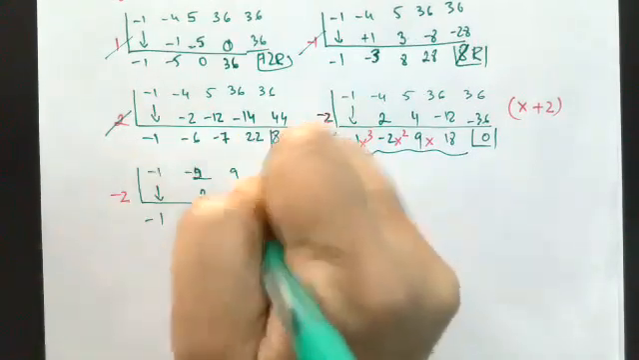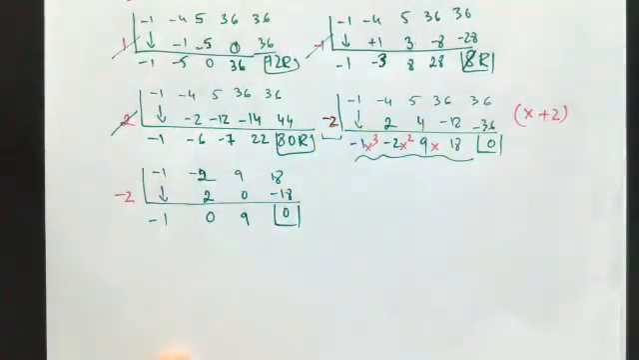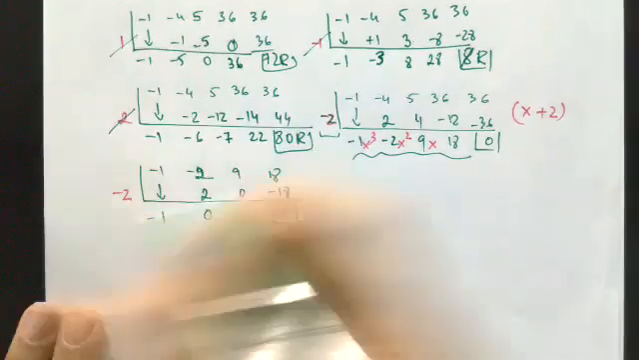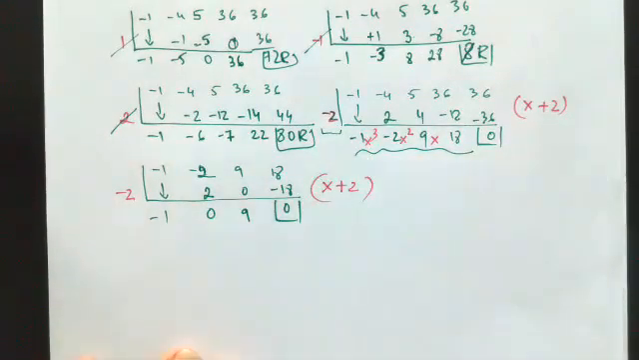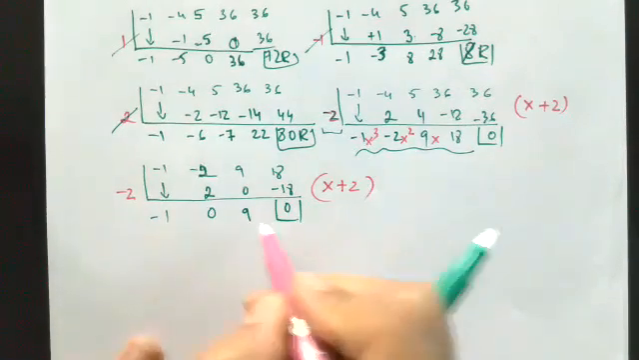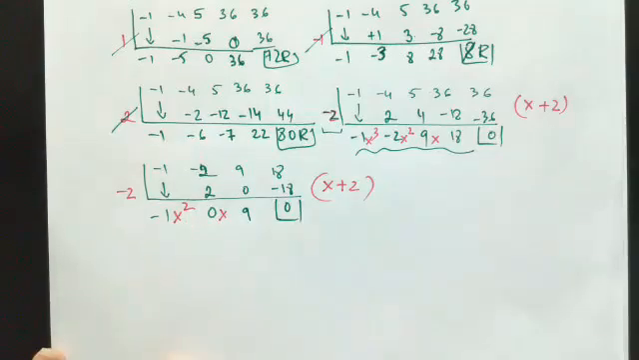Zero, 0, -18. There it is, one more. Agreed? Okay, so we got the 0 remainder here. So we got another factor of x plus 2. Now this one, no x squared. This is a quadratic, right?